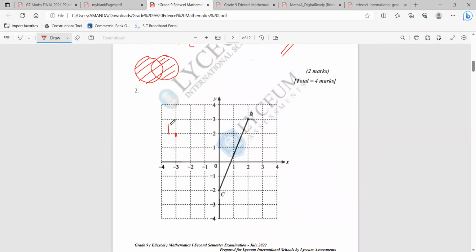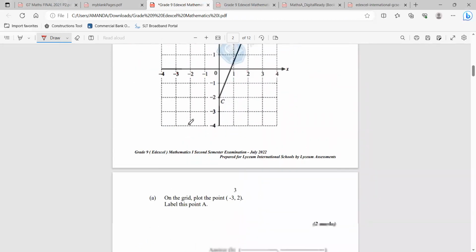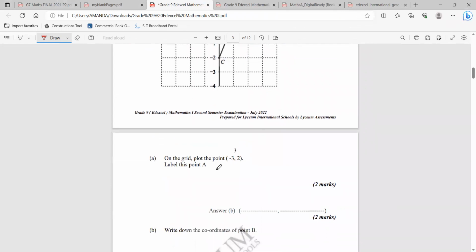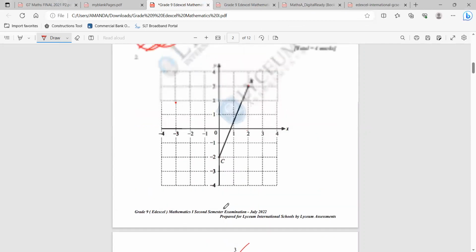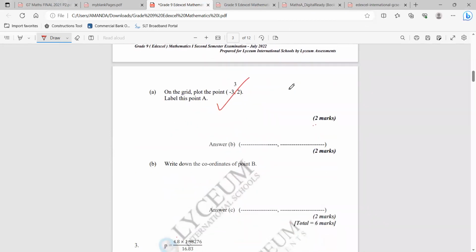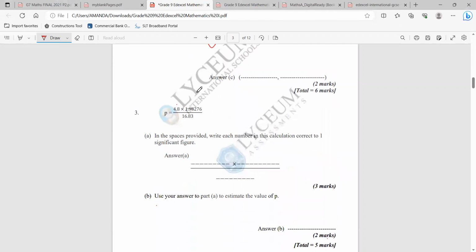This is A. And then they ask, so this is done. Easy, very easy 2 marks. Write down the coordinates of point B. So this is 2 and 3. So remember, I know this is very basic, first it's the X coordinate and then it's Y. So B is done. Another very easy 2 marks anyone can get without a problem.